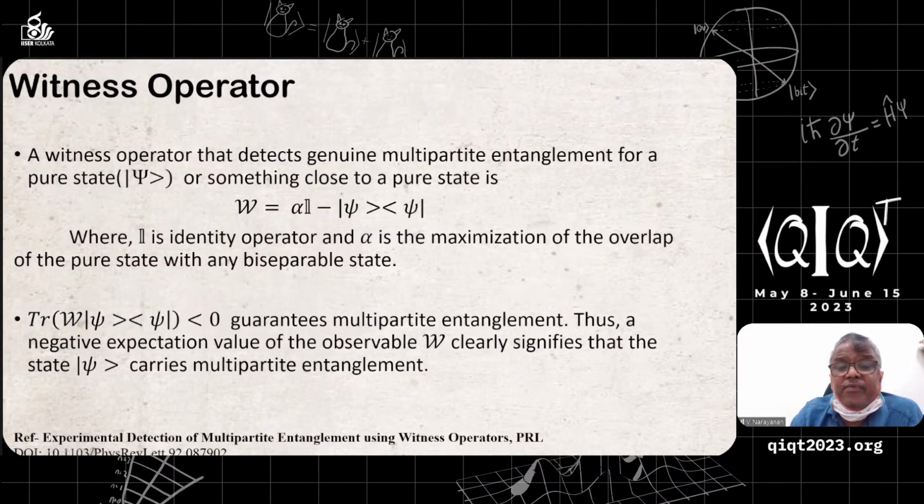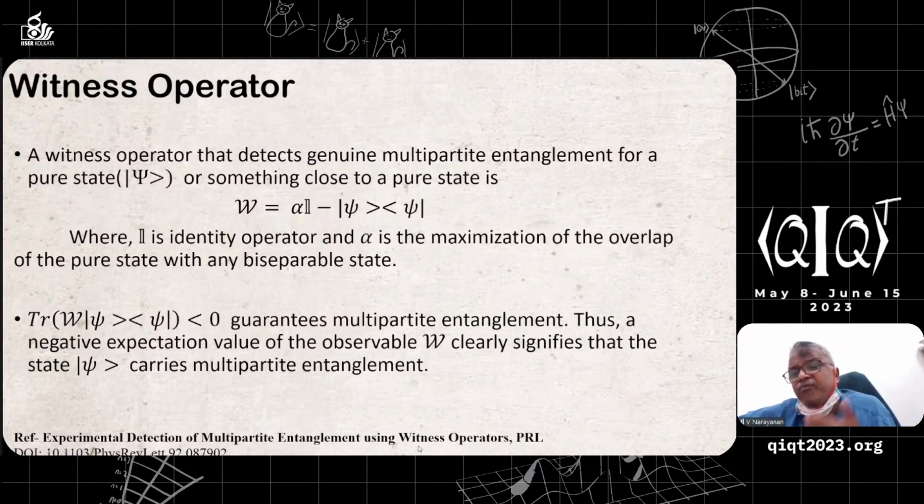So the Wigner operator for the W state here is written. This is to detect genuine multi-party entangled states. For a pure state close to the W state, W equals alpha times the identity matrix minus ket psi bra psi, where I is an identity operator. Then similarly, for the W state, the trace of W times ket psi bra psi should be 0. That guarantees the multi-party entanglement.